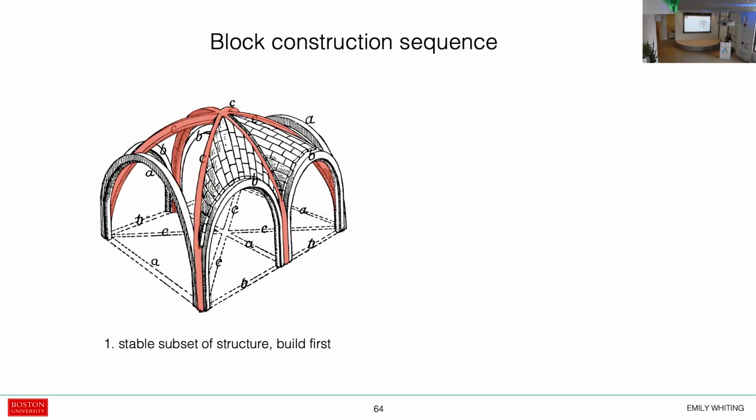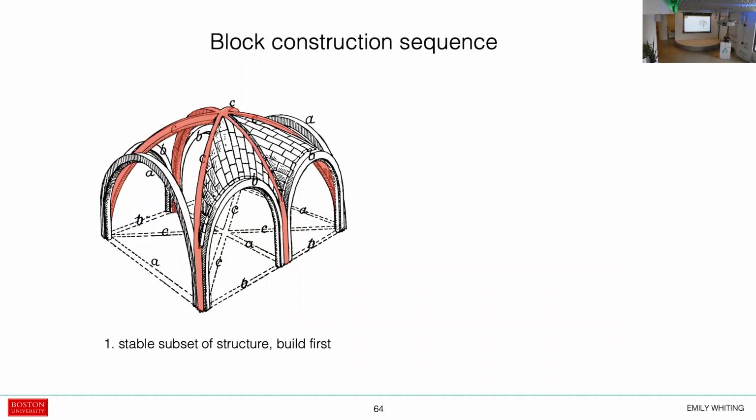So one of the major insights for this work was to use a divide and conquer strategy. This is actually a historical diagram from cathedral construction. And what's being shown in red is a subset of this groin vaulted structure. These arched forms in red are actually a very stable structure. Once they're built, they can stand on their own with no additional support needed. So what was commonly done is those would be built first.